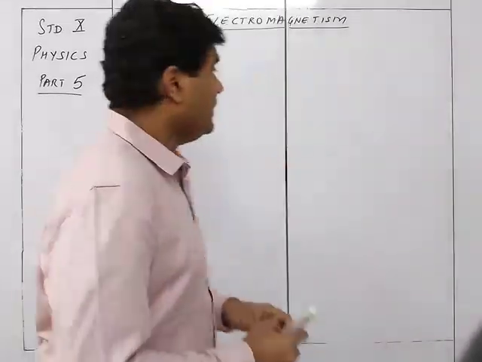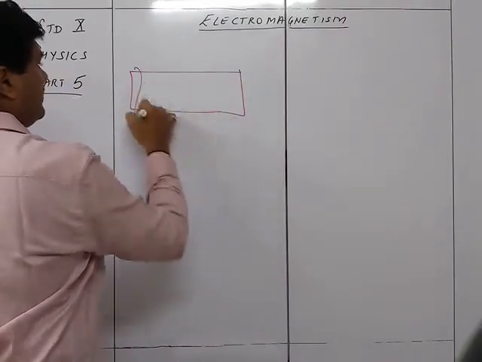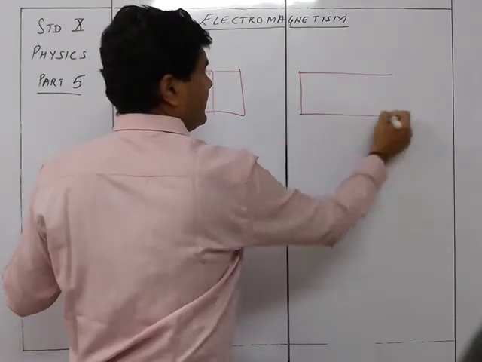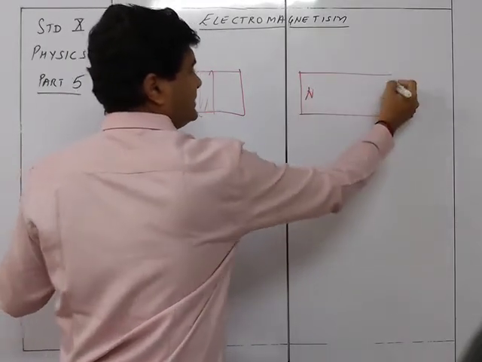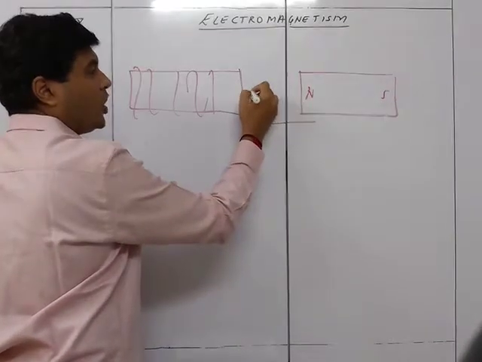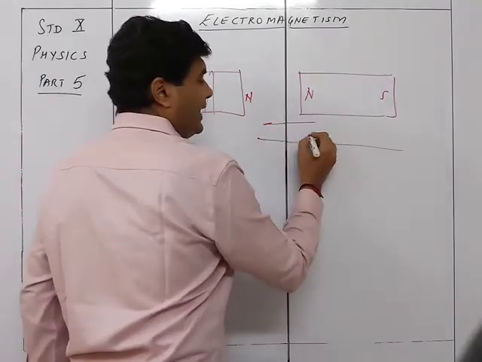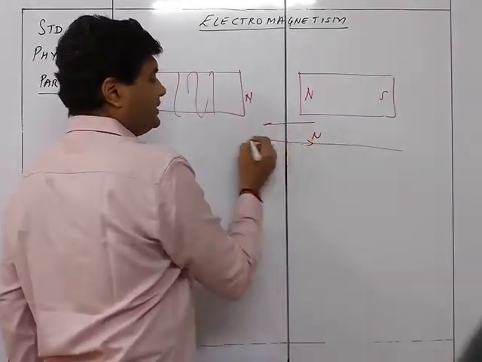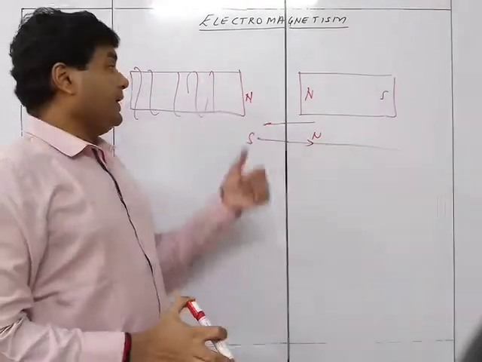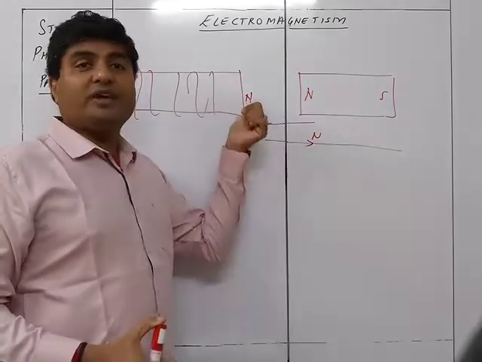For example, in that particular figure we saw, these were the coils over here, and I told you that this magnet has a north pole and a south pole. If the north pole is coming near, the coil produces a north pole here. And when it is going away, the coil produces a south pole here. So the direction is such that it is opposing the very cause of it.